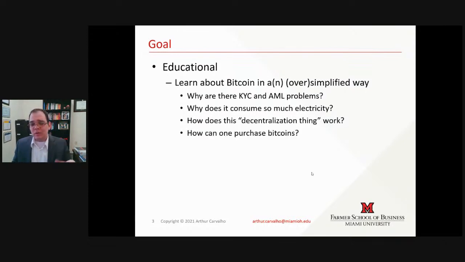And eventually we talk about more practical things. How can we purchase Bitcoins? I mean, what are the steps I have to follow to actually buy maybe 10 bucks, 20 bucks in Bitcoins?